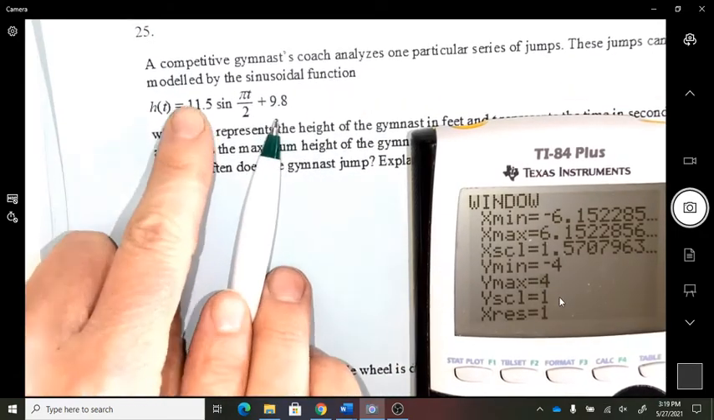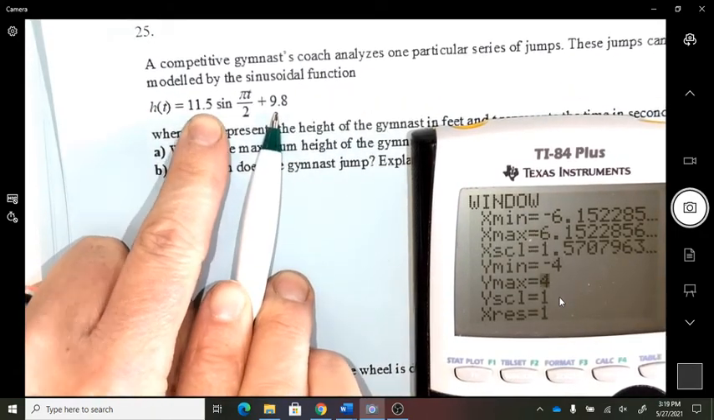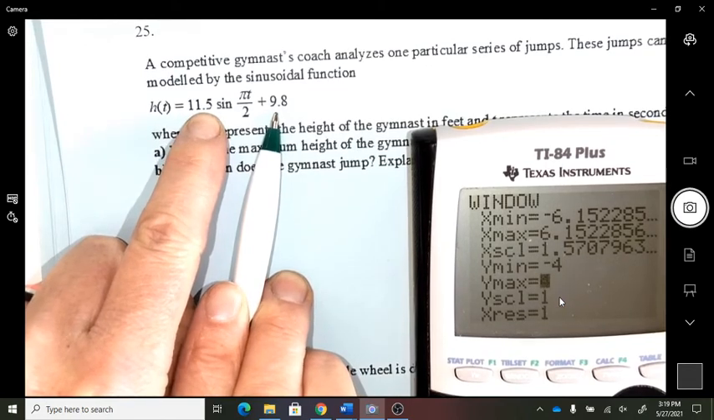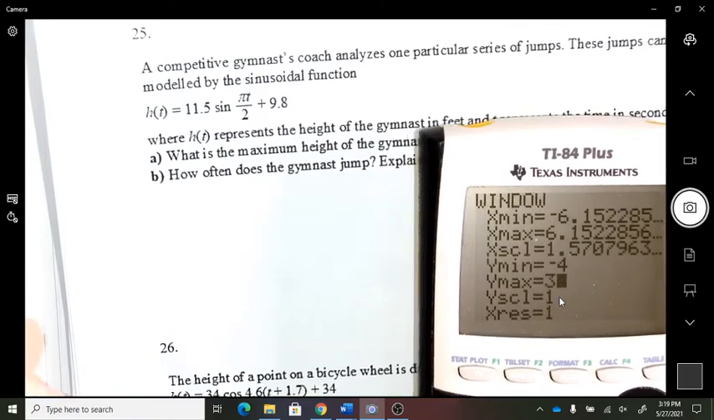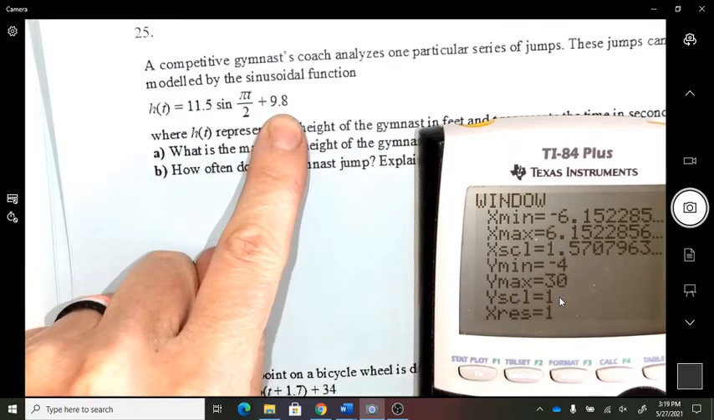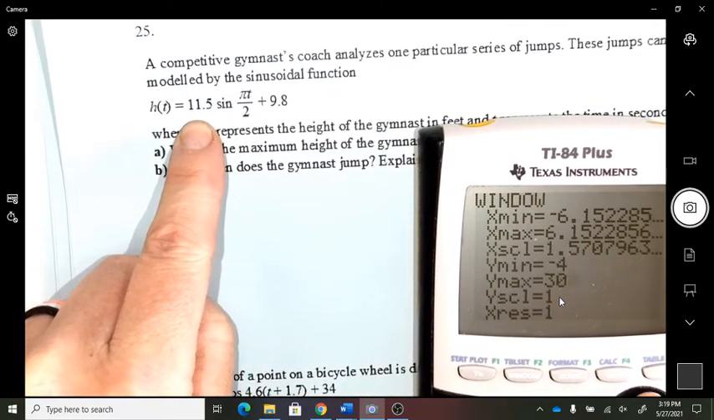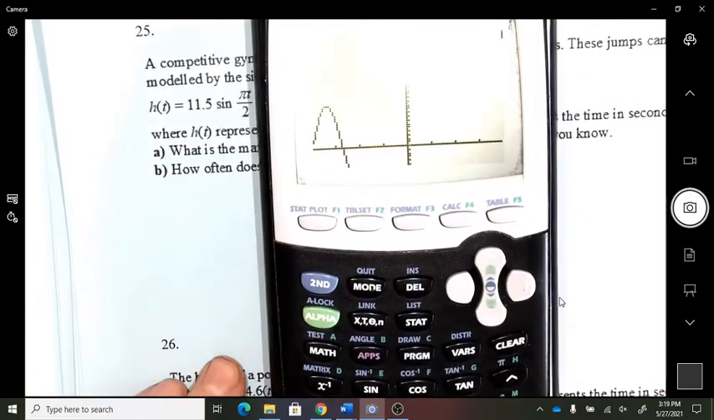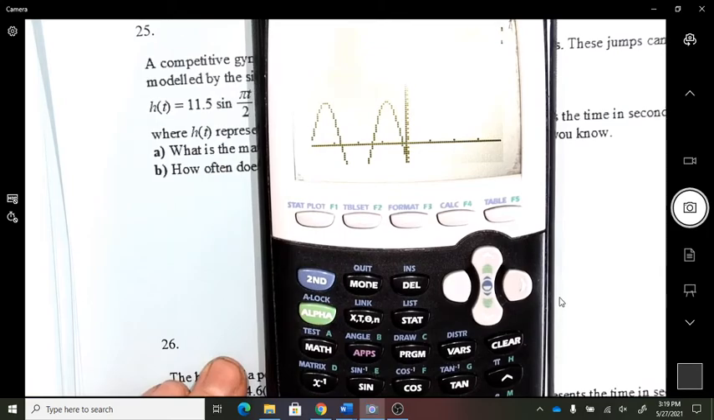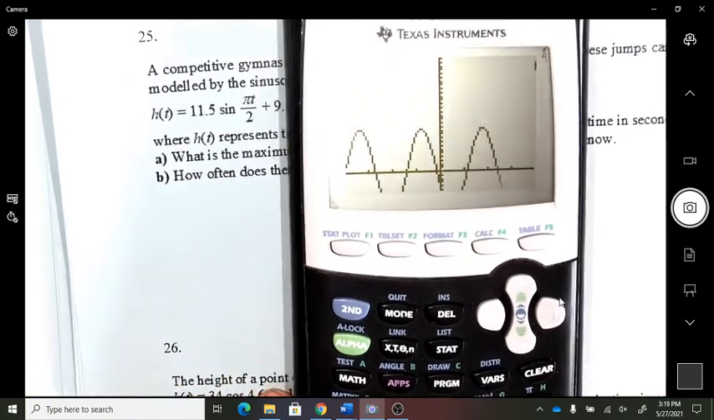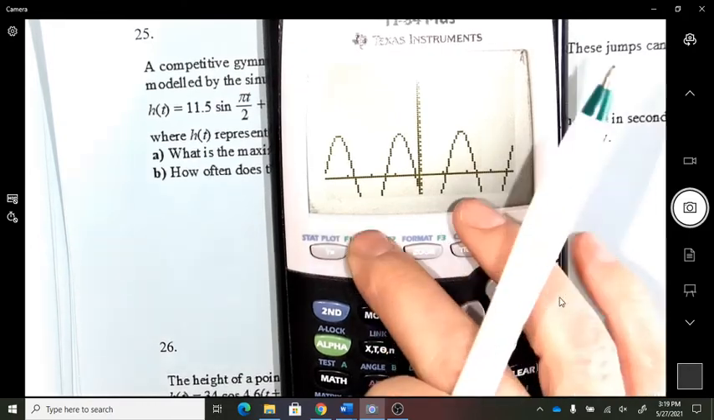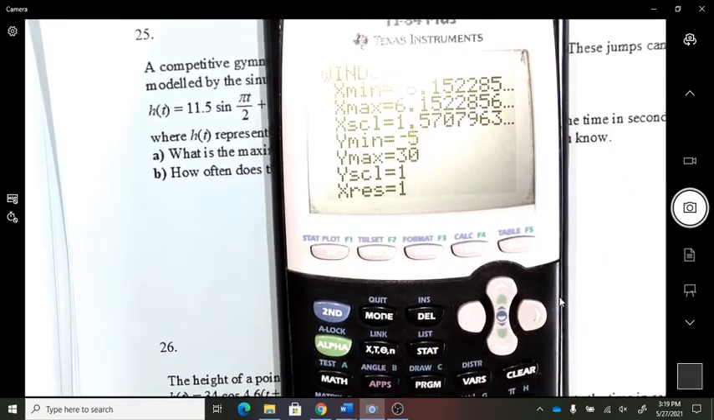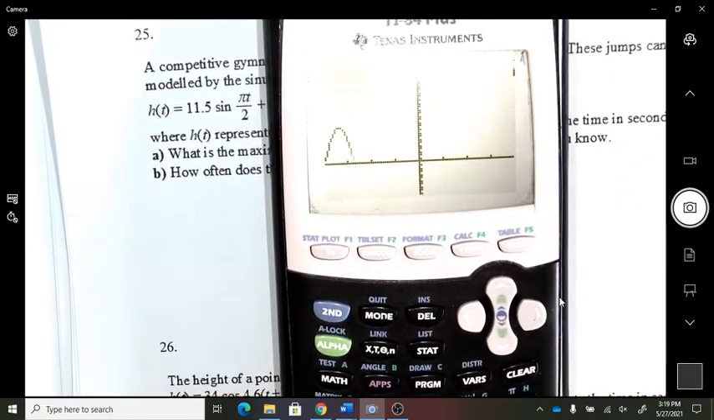Okay, so you know what I'm going to think? 9.8 is middle, up 11.5. So I'm going to go just up to a 30 on the y. 9.8 minus 11.5, so I'm going to go to like a negative 5. Something like that. Oh, why doesn't it show it very well? If I do negative 10?